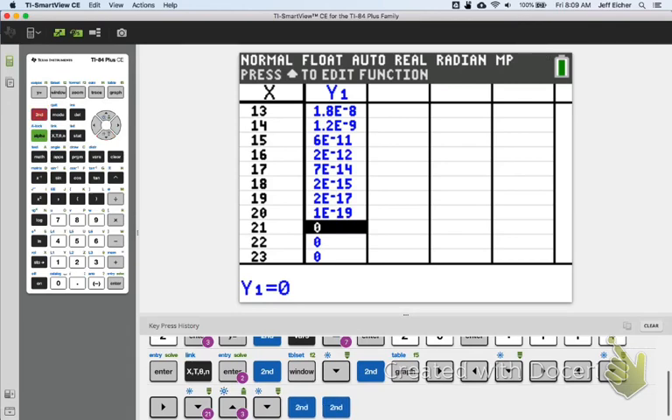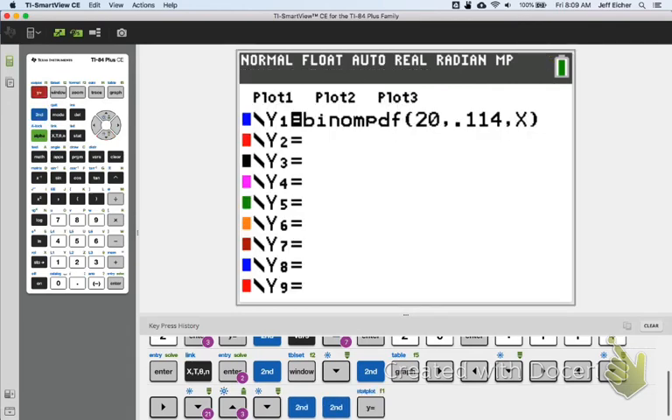So this is a pretty slick trick, typing binom PDF in your calculator and just letting the calculator find different values of x.